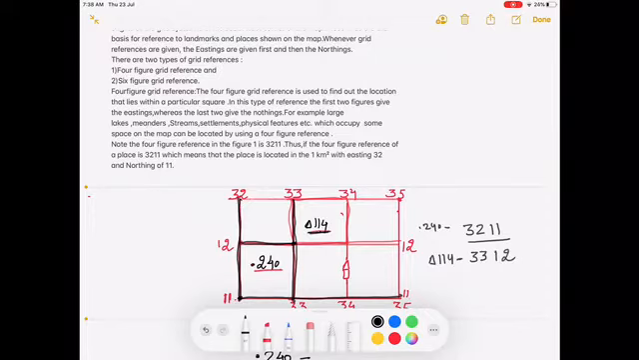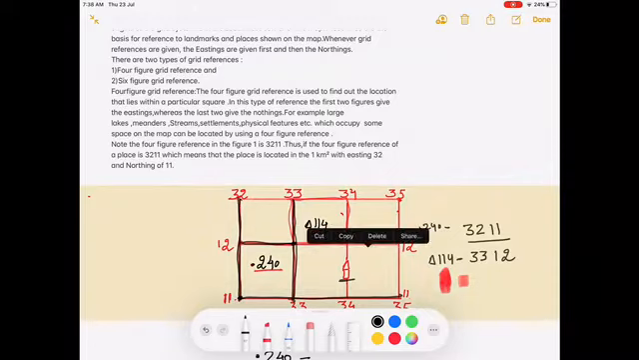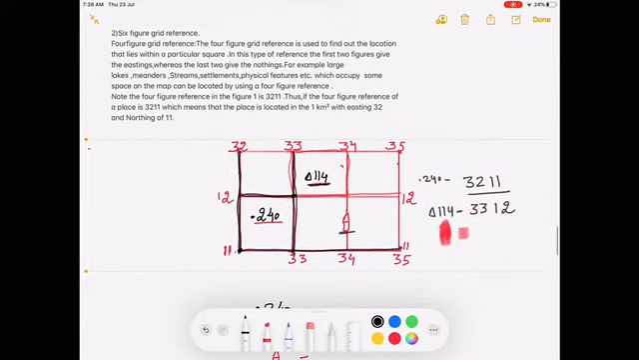One more example I will give you. For example, this is a temple and we want to identify its four figure grid reference. How are we going to identify it? That time we are going to check again its southwest corner, where the lines are intersecting. For this temple, the southwest corner is here, right?